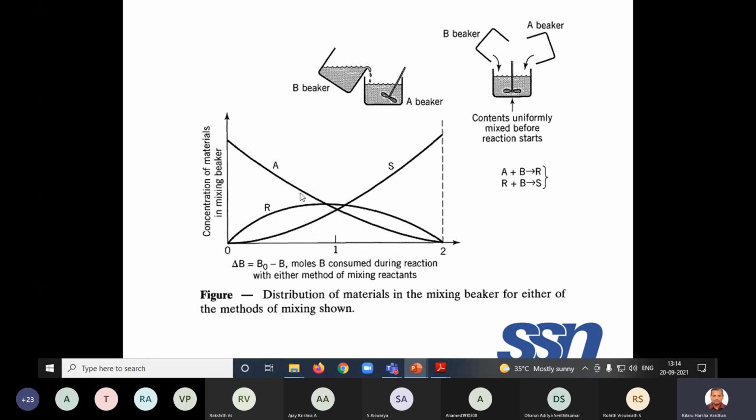Now you can see A starts decreasing. B also starts decreasing because both are together. B, as soon as it enters, is getting consumed. Now R goes to a maximum and then drops. Again S will be formed because R is in series, right? R is in series. So it goes to a maximum and then falls because S is being formed.